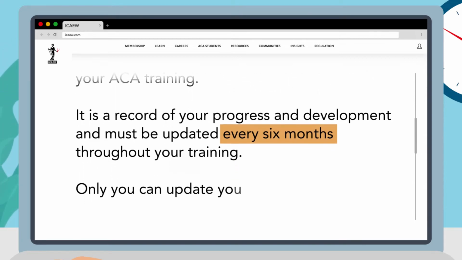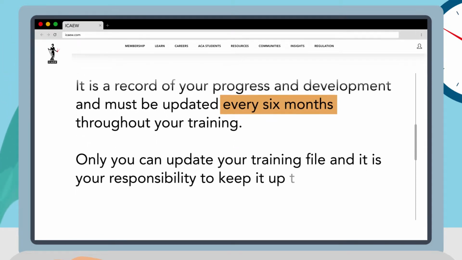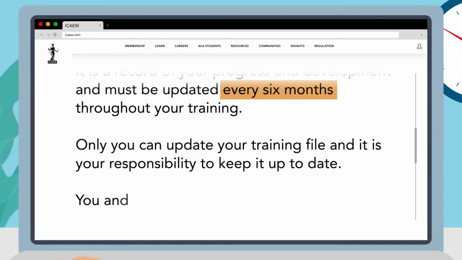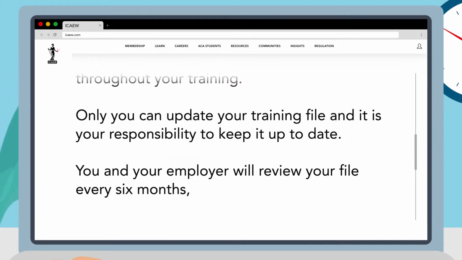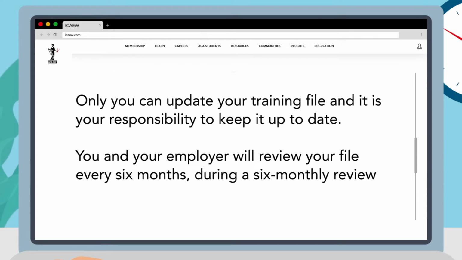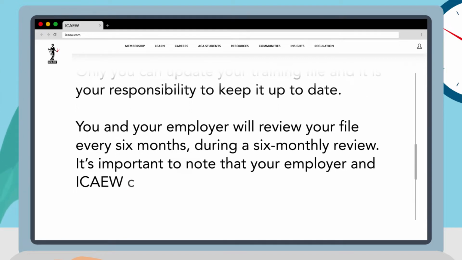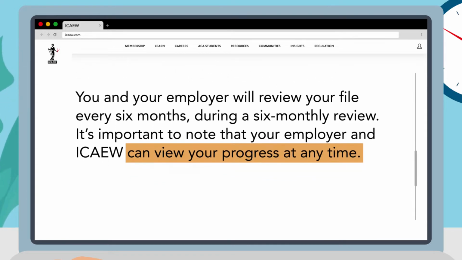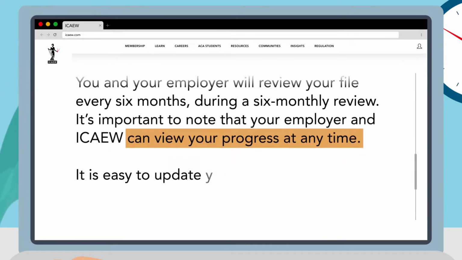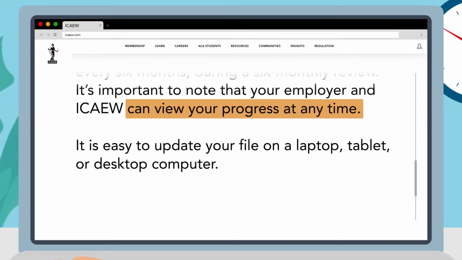Only you can update your training file, and it is your responsibility to keep it up to date. You and your employer will review your file every 6 months during a 6-monthly review. It's important to note that your employer and ICAEW can view your progress at any time. It is easy to update your file on a laptop, tablet, or desktop computer.